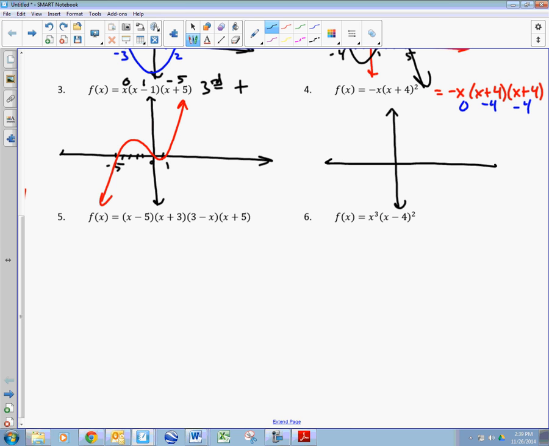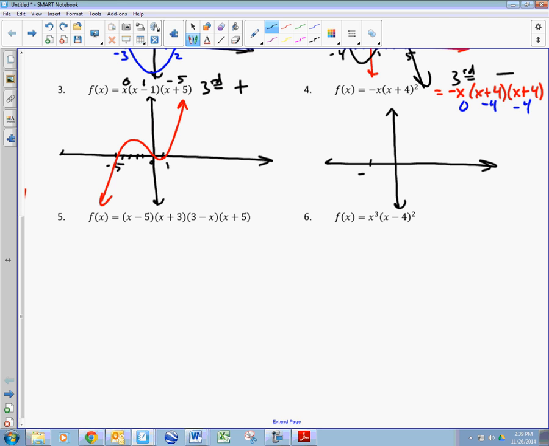Is this going to be first degree, second degree, third degree? Third degree. And is it going to be positive or negative? It's going to be negative. So will it finish down or finish up? It's going to finish down because it's negative. And will it start up or start down? It's going to start up because it's odd. It's opposite of where it finishes.